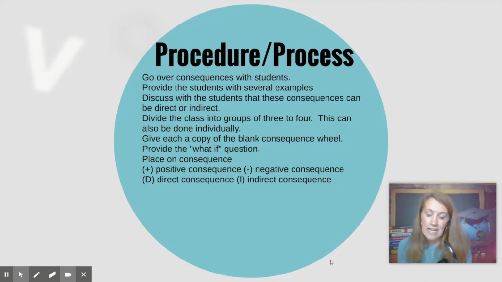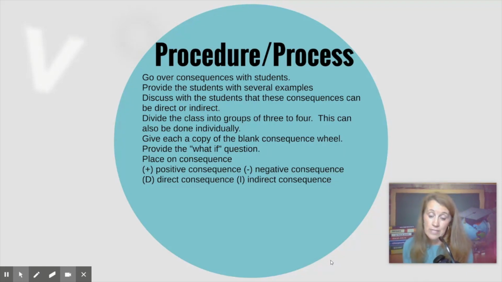Each outward radiating section of the circle, place one consequence of the issue or statement, and have the students place a positive or a negative sign in the segments that denote a positive or negative consequence. Now, when you're doing this, it's ideal to have an equal amount of positives and negatives, but you can use this wheel in any way you would like. And the capital D or capital I for direct or indirect consequence.